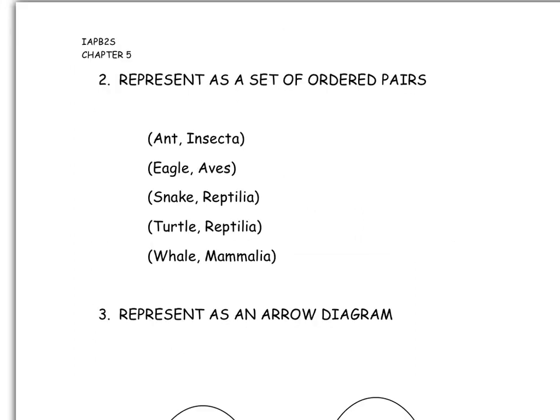Next, represent the set as a set of ordered pairs. So you've got to look at this a little bit like x and y, and we've seen x and y in functions quite often. So this is the animal, so x is the animal, and y is their class of animal. So for ant it is insecta, for eagle it is aves. So notice that they're written like a point. Okay, so x and y, kind of the same relationship. Ant is insecta, eagle aves, snake reptilia, and so on and so forth.